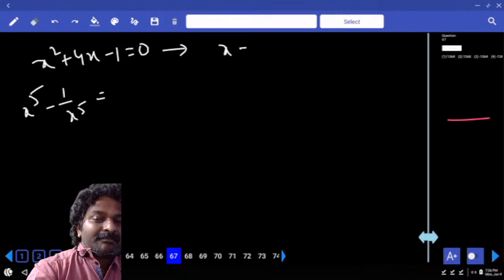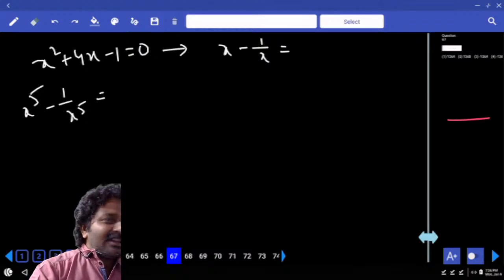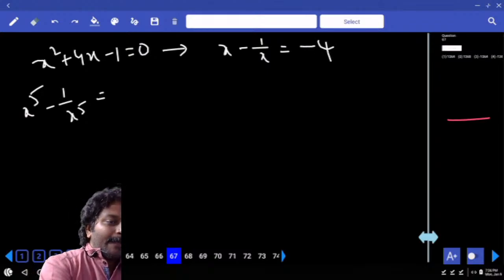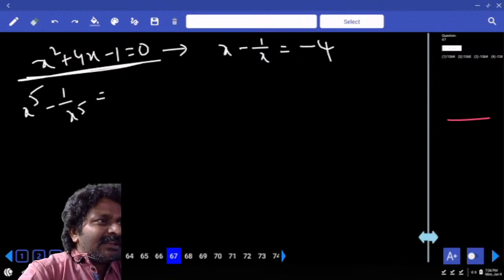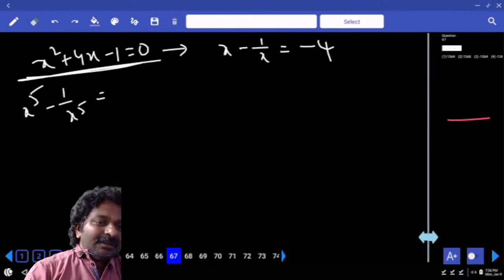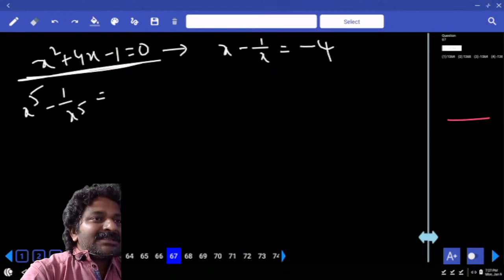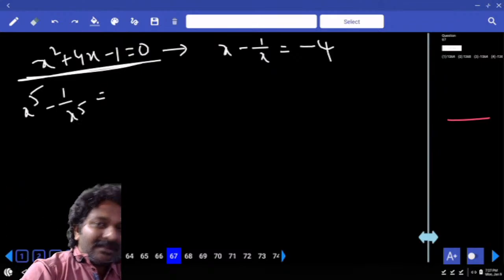How does it become a minus 4, how does plus 4 come? Take x common from this, from the whole left hand side. x plus 4 minus 1 by x is equal to 0. x taken common, right? When it goes to the other side it becomes 0. So what is left in the left hand side? x plus 4 minus 1 by x. Plus 4 goes to the other side. That's what I'm asking you.